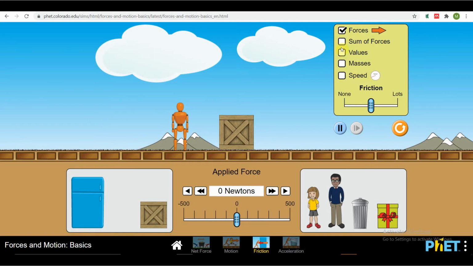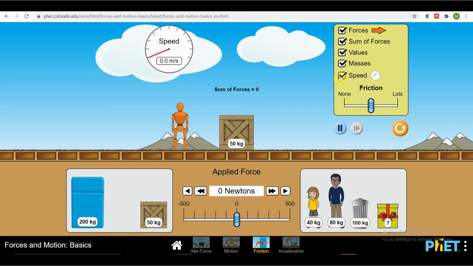Okay, so let us consider this application that you can Google and find online. In this application, this guy is gonna push this box. And there should be some roughness over this surface, which, if you can see it, is a very slight roughness found over this surface. And let us set here the forces, values, masses, and speed.